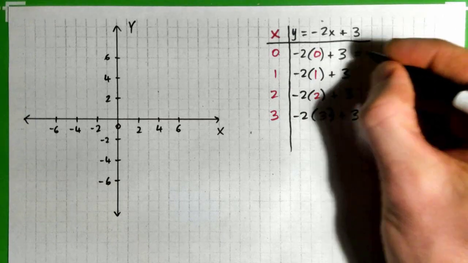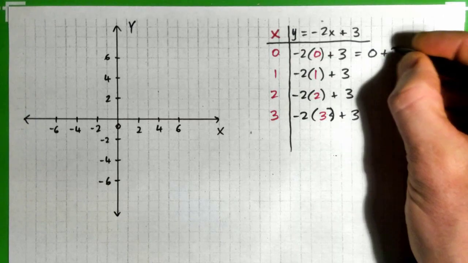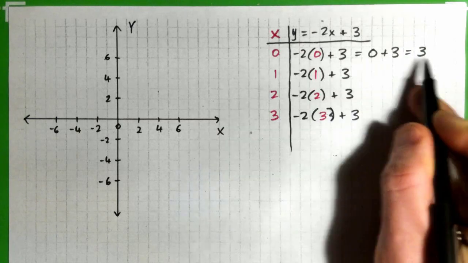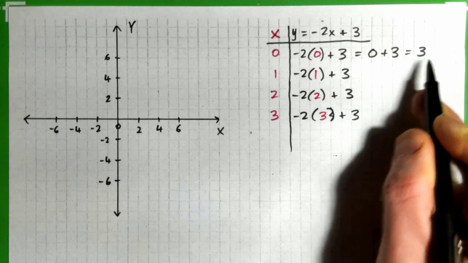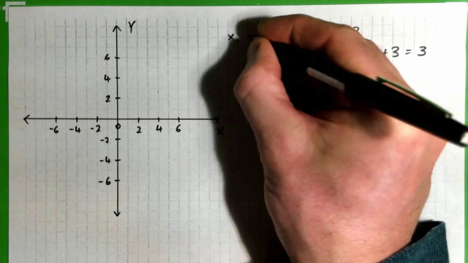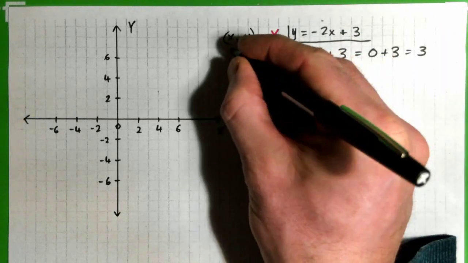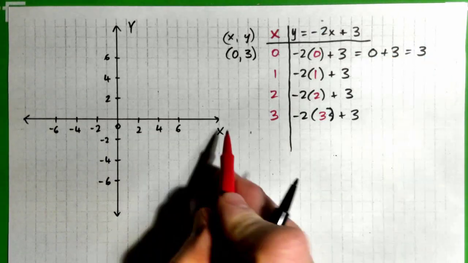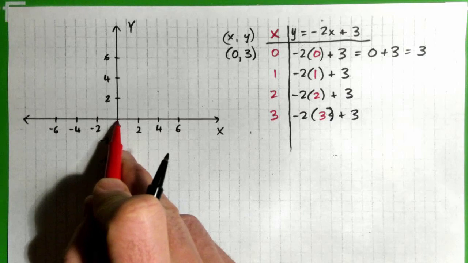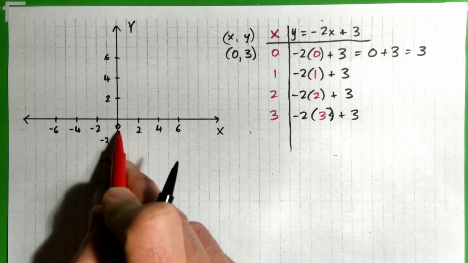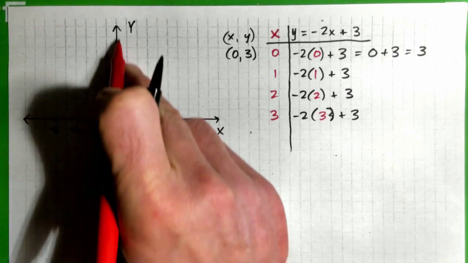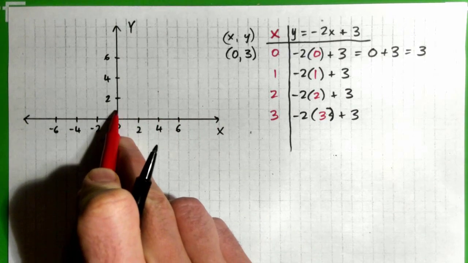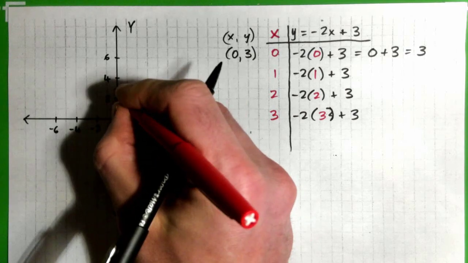So this will be negative 2 times 0 is 0 plus 3, which is 3. And so here we'll have x is 0, y is 3. Now that is actually the point x, y. X is 0, y is 3, okay? And on the graph, we can find x is 0, y is 3. Now these are negative values of y, these are the positive values of y. So x is 0, y is 1, 2, 3. That's that point there.